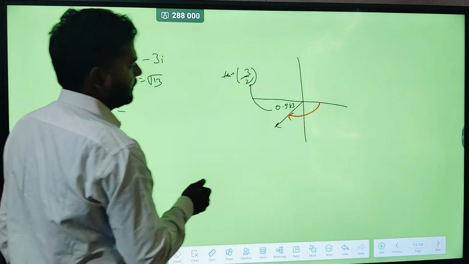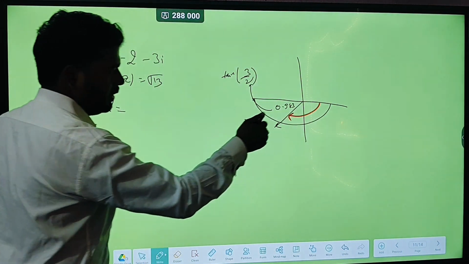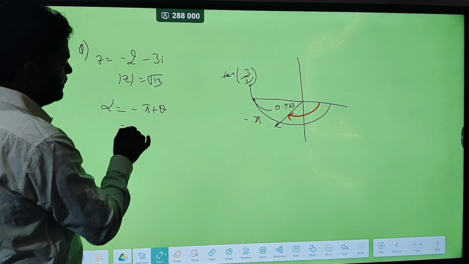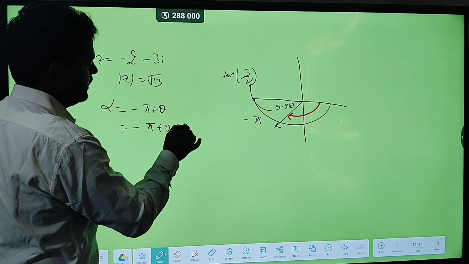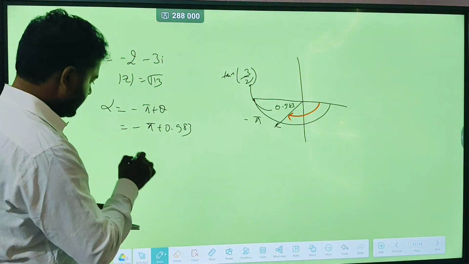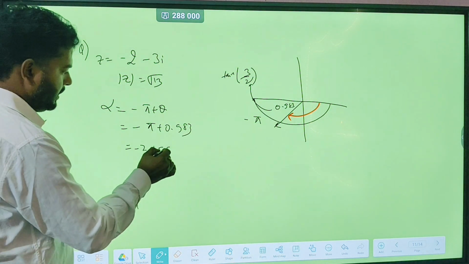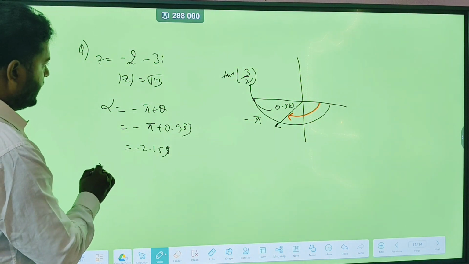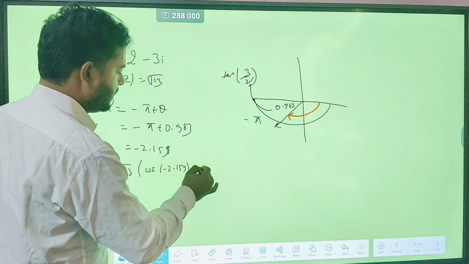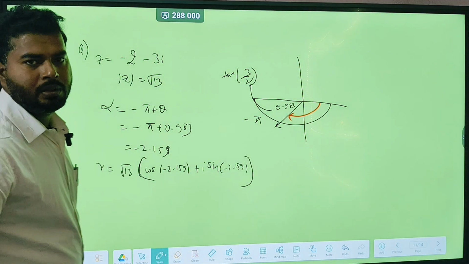Now, alpha will be what? From here to here is minus pi, so you have to go back, so you have to add, right? So minus pi plus theta. That's why minus pi plus 0.983. If I do that, we are getting minus 2.159. So your expression will be root 13 cos of minus 2.159 plus iota times sine of minus 2.159. Simple. Thank you.